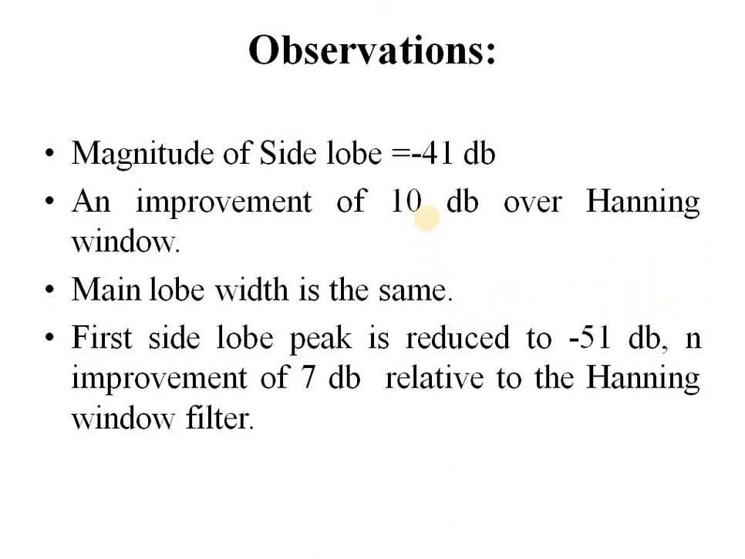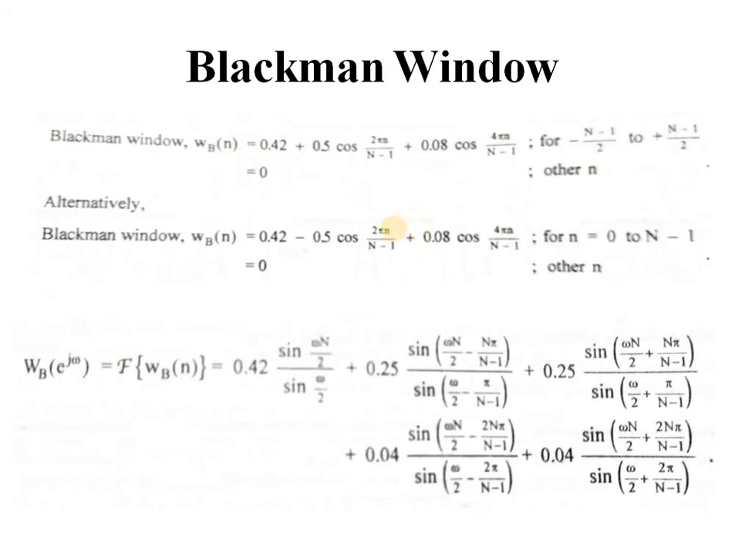Now let us move to this new class of raised cosine windows. It is a higher class of raised cosine window, another type of cosine window defined by this equation, the Blackman window. WB of n is equal to 0.42 plus 0.5 cos of 2 pi n by n minus 1 plus 0.08 cos of 4 pi n by n minus 1, for minus of n minus 1 by 2 to plus of n minus 1 by 2.